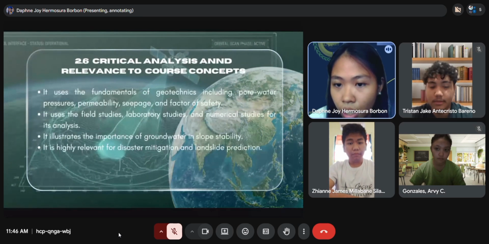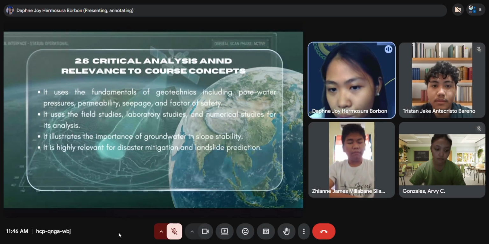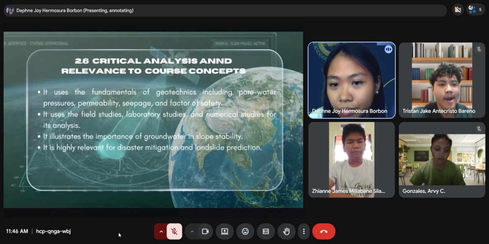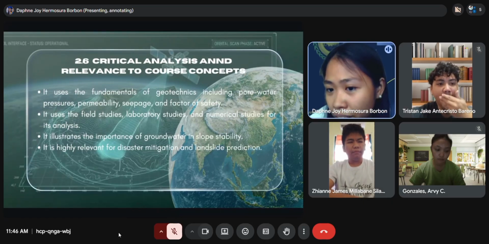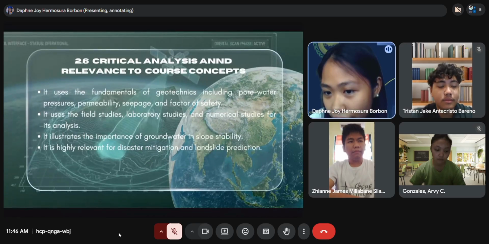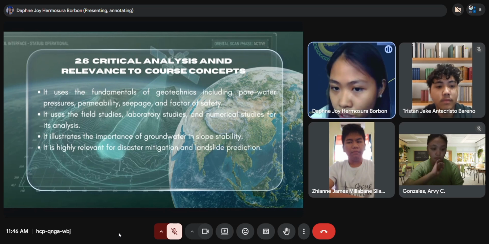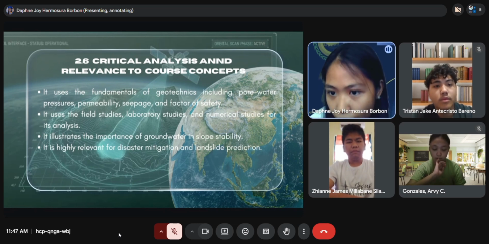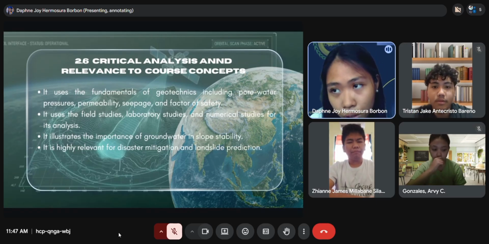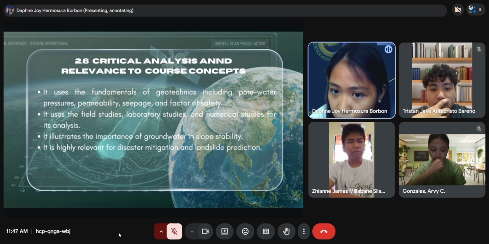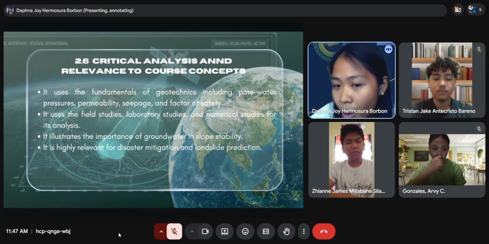Next, we have 2.6, critical analysis and course relevance concepts. So this study is highly relevant to engineering geology and geotechnical engineering because it clearly demonstrates how groundwater behavior controls slope stability. It applies several fundamental geotechnical concepts, including pore water pressure, permeability, seepage analysis, and factor of safety. These concepts are essential in understanding how slopes behave under different environmental conditions. The study also integrates multiple methods, which are field investigations, laboratory testing, and numerical modeling, which strengthens the reliability and accuracy of its findings.